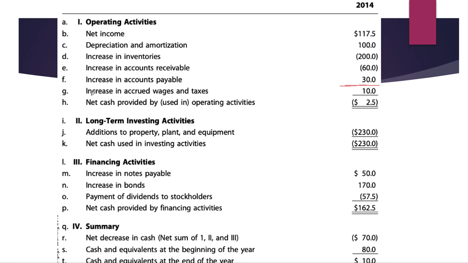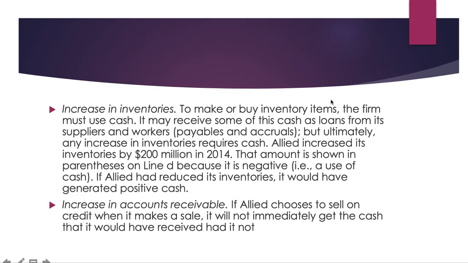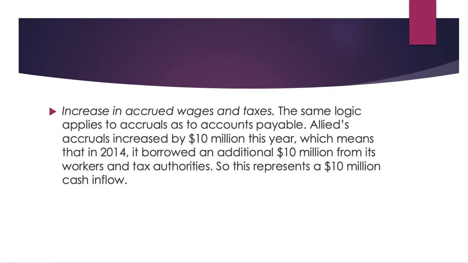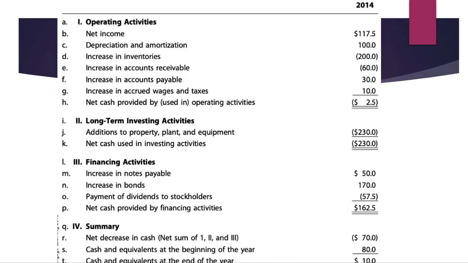And then as you see, there is the increase in accrued wages and taxes here. The same logic applies with this item. Basically, if we have an increase in accruals or wages, which means that it borrowed an additional 10 million from its workers and tax authorities. So any increase in our payable to other parties is reflected as an increase in the cash. So we consider this as also a cash inflow, as you see here, that's 10 million. And increase in accounts payable again is a potential inflow of cash.